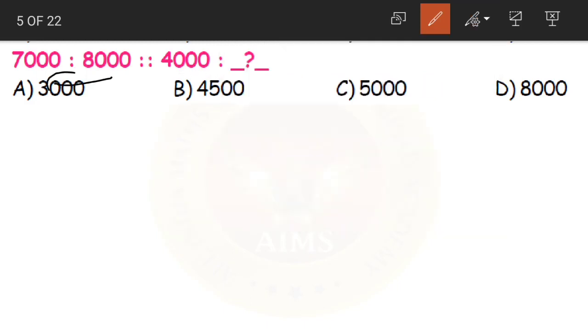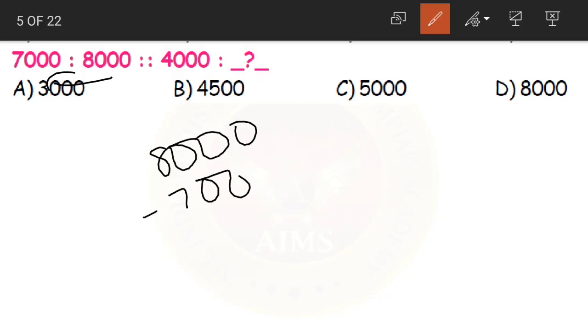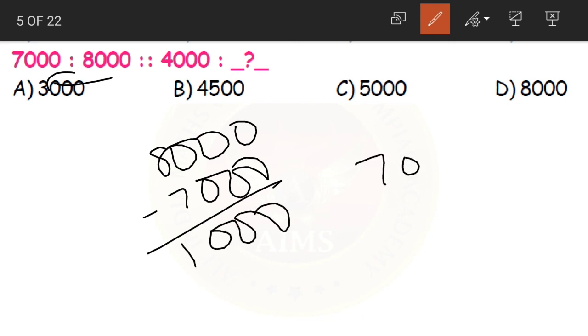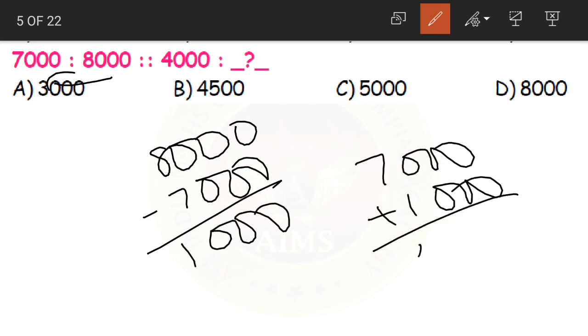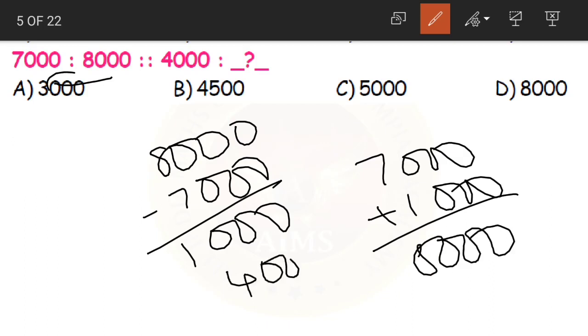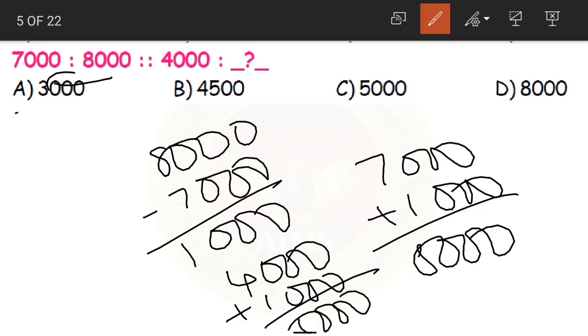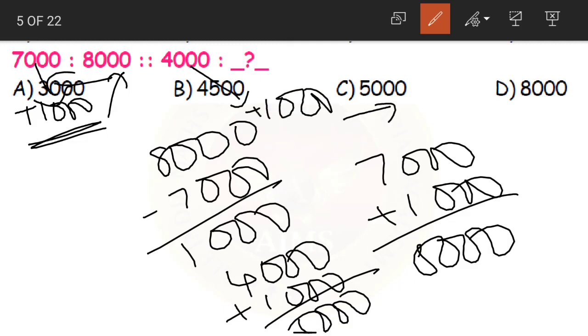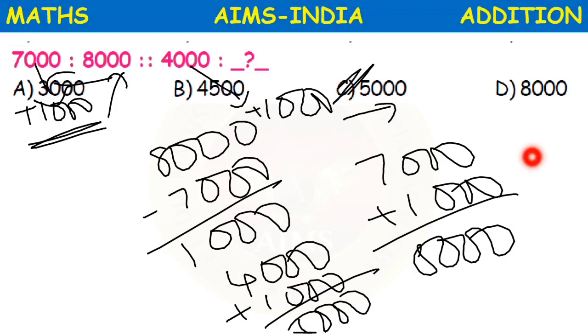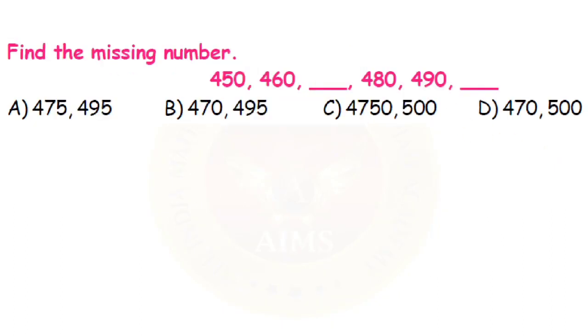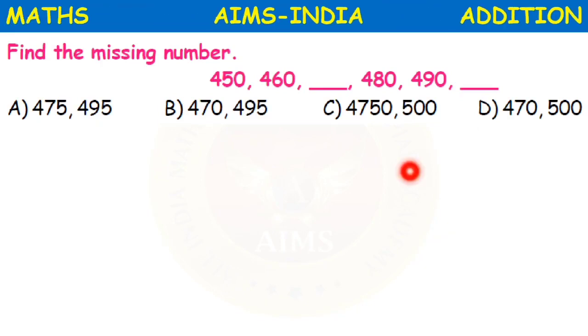Or simply we will follow the same thing we did in the previous question. 8000 minus 7000 gives us 1000. So 7000 plus 1000 gives us 8000. In the same way, when we add 1000 to 4000, the answer we get is 5000. Understood? Here adding 1000 is the relation. 4000 plus 1000 gives us what? Option C, 5000. Understood, children? Is this clear? First find out the relation, then apply the same to the next number.